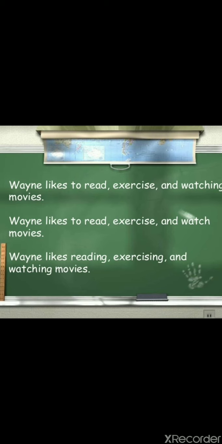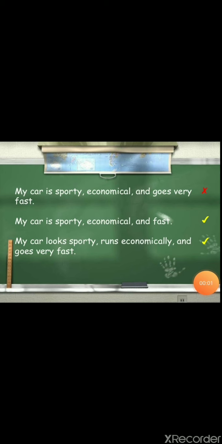Fine. More examples: My car is sporty, economical and goes very fast. It's wrong. My car is sporty, economical and fast. My car looks sporty, runs economically and goes very fast. So the last structure and the middle one are both correct, but the first is incorrect because there is different usage of verbs. We are supposed to use verbs in the same way, nouns in the same way.